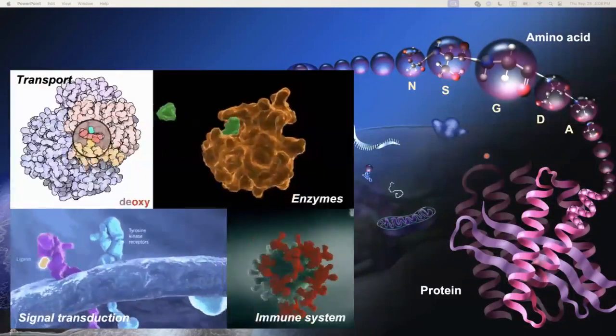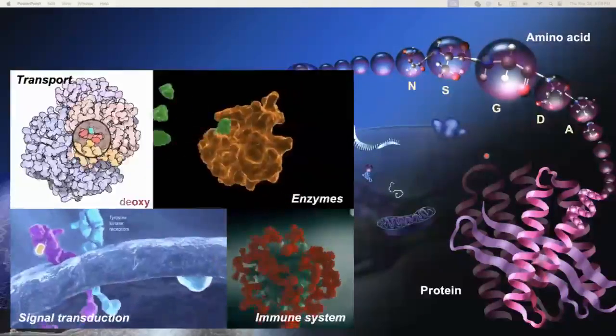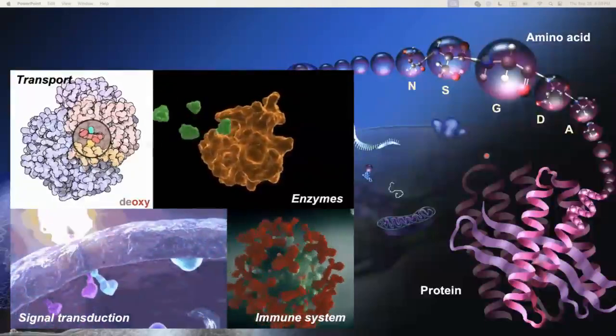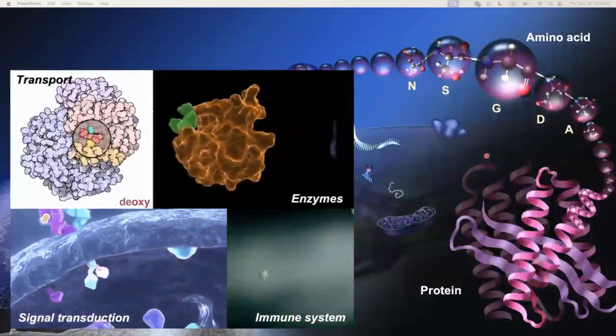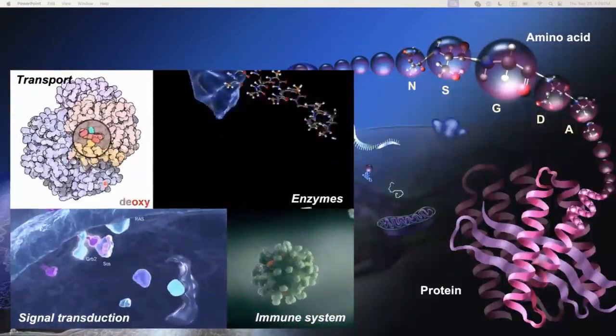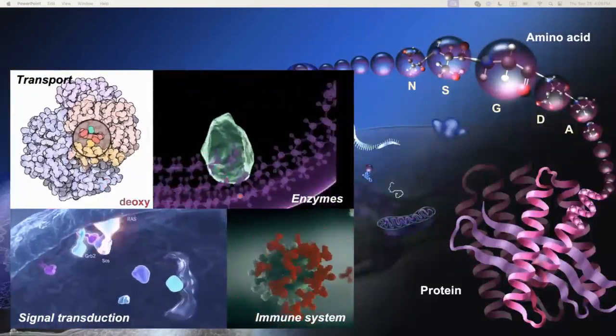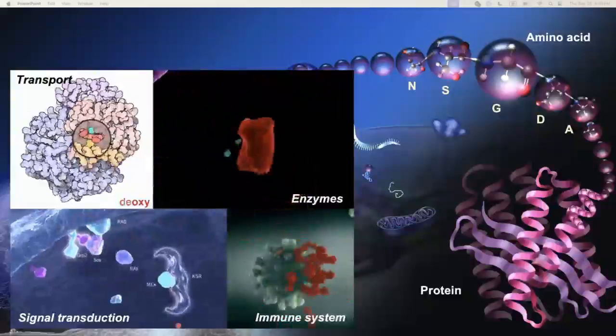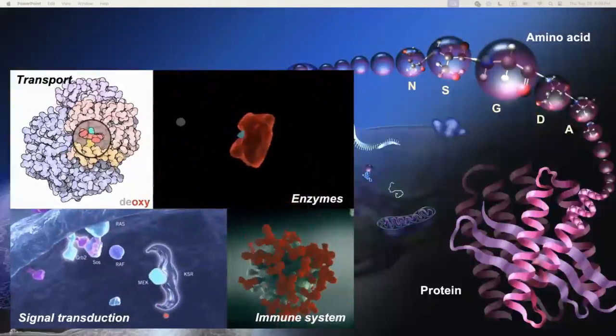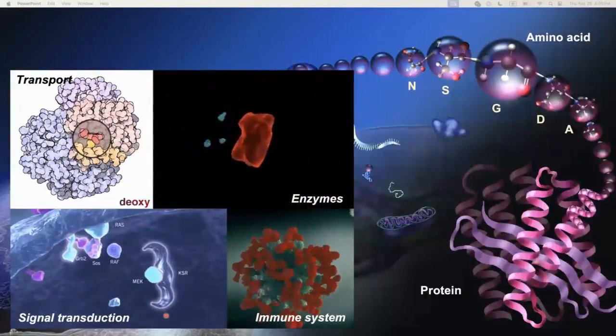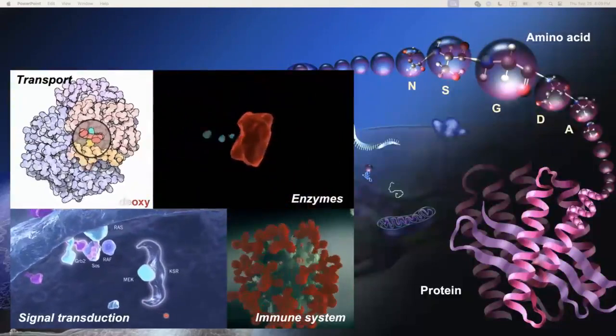And proteins perform an incredible array of functions in living organisms. So they basically facilitate transport, act as enzymes, catalyzing various biological reactions. They also participate in signal transduction pathways and form essential components of our immune system.